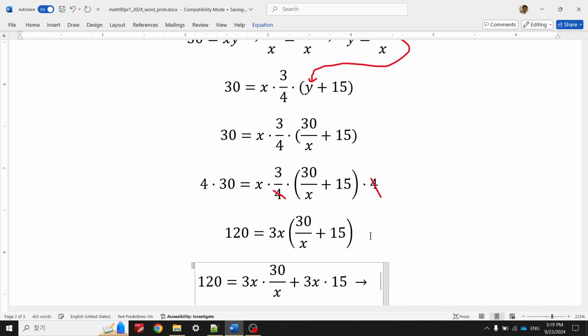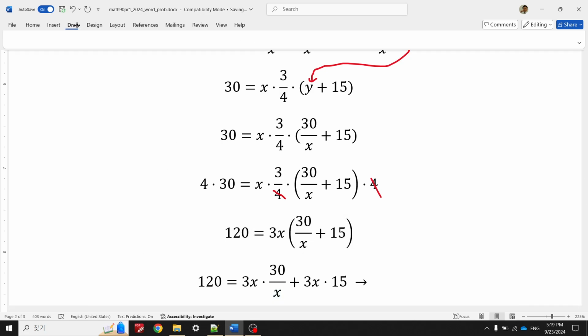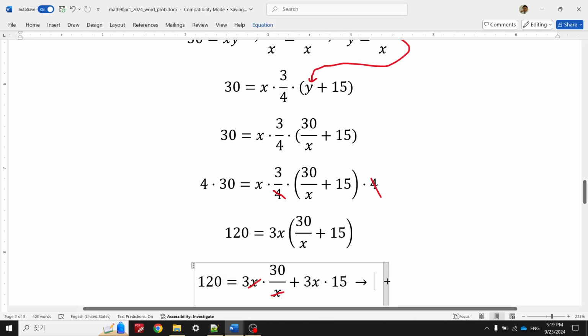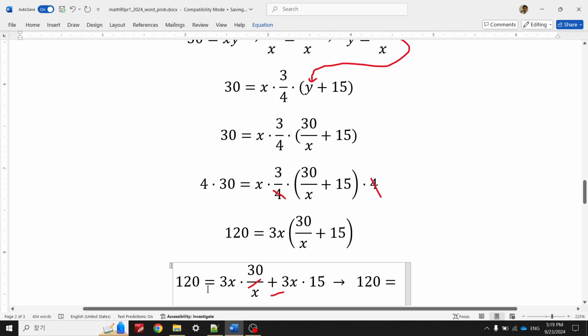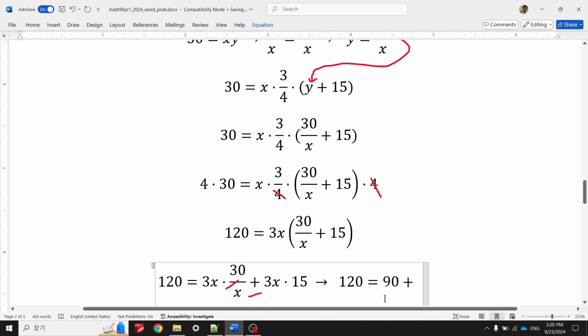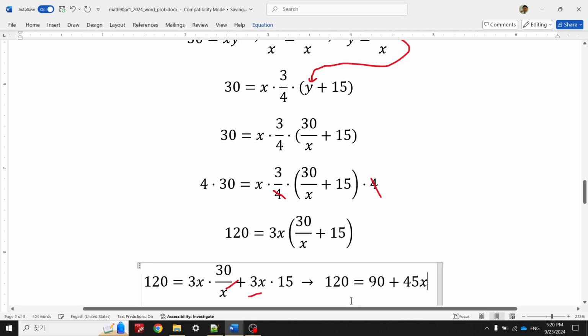Okay. And I like this because x and x cancels again. If you have something on top and something on the bottom, they cancel. So you have this x and this x. They cancel. So you end up with 120 equals, what's 3 times 30? 3 times 30 is 90, so you have 90. And what's 15 times 3? 15 times 3 is 45.